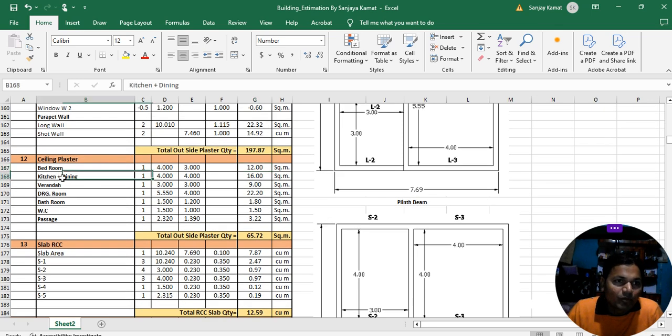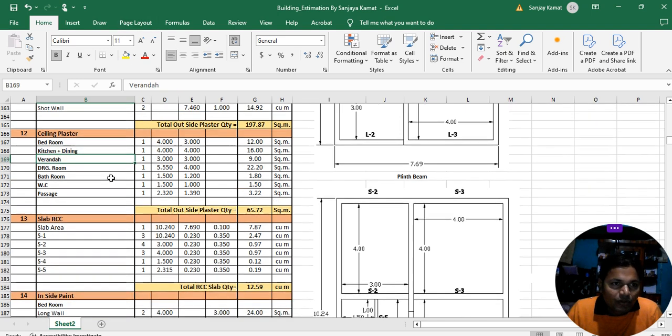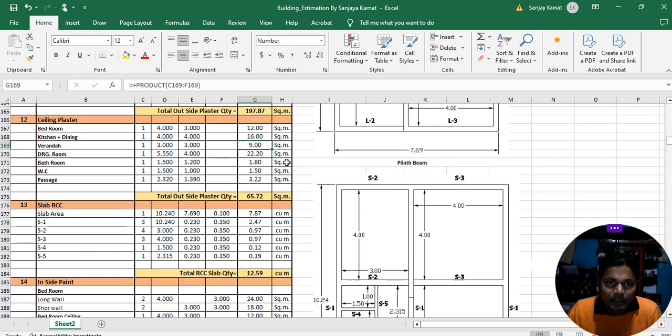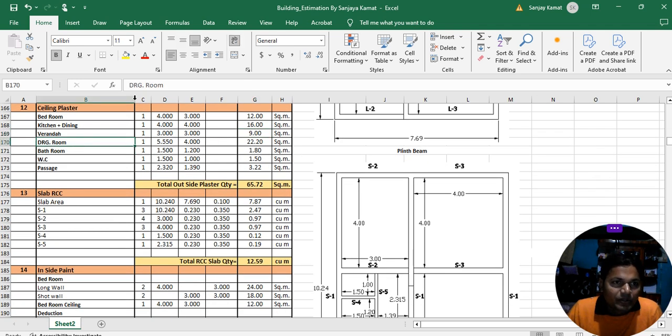Okay. For kitchen, how much area quantity is required? Number is 1, length is 4 meter and breadth is 4 meter. So after doing the calculation, you will get 16 meter square. Now we are going to work for the veranda. Veranda is only 1. Length is 3 meter and breadth is 3 meter. So after multiplying these three terms, you will get 9 meter square. Now we are coming to the next point, that is drawing room.